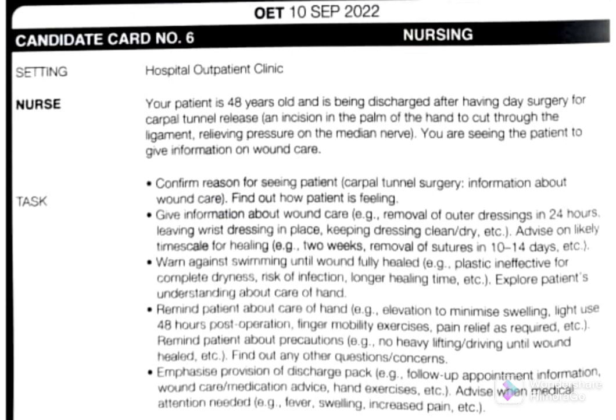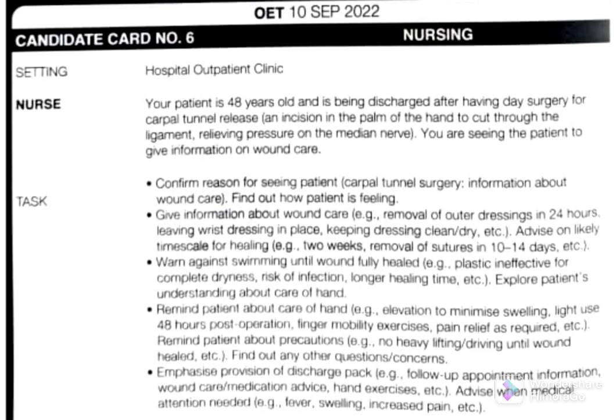How can we tell? For your further information, I would like to advise you to avoid swimming until your wound is completely healed, because the plastic is ineffective for complete dryness, and if you swim the moisture will be there inside and it will increase the risk of infection and lengthen the healing time also. So I'm strongly suggesting you to avoid swimming. I hope it's clear for you. And do you know anything regarding the care of your hand? And the patient is telling that it is clear, sister, but I don't know how to take care of my hand. No need to worry, Mr. John.